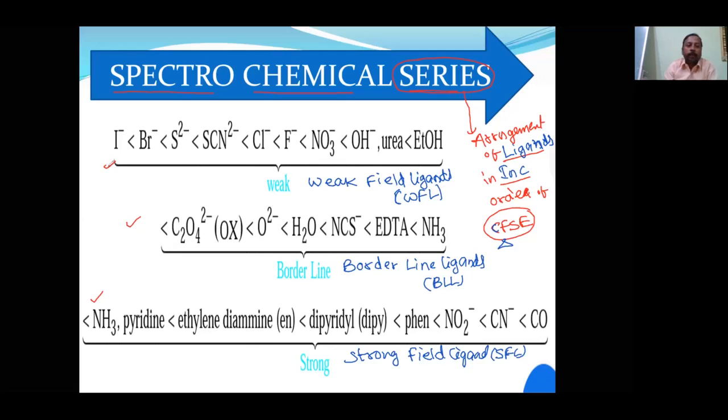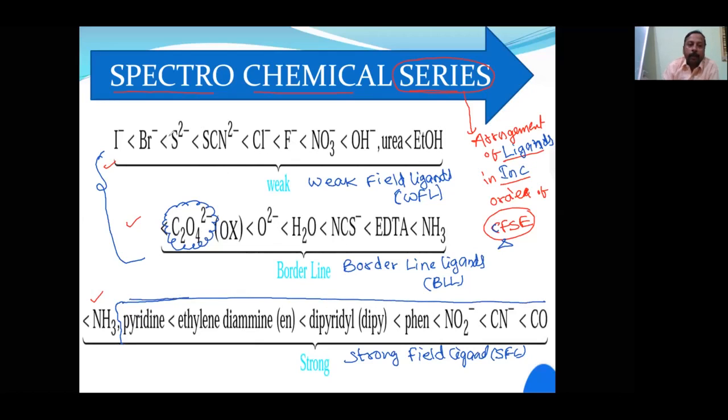For the time being, up to the 12th standard, grade 12, you can take this borderline ligand also as a weak field ligand only. After ammonia, these are considered strong field ligands. And there is an exceptionally different behavior by C2O4. So for the time being, remember these as strong field ligands, and borderline ligands are weak field ligands together. Is it understood?